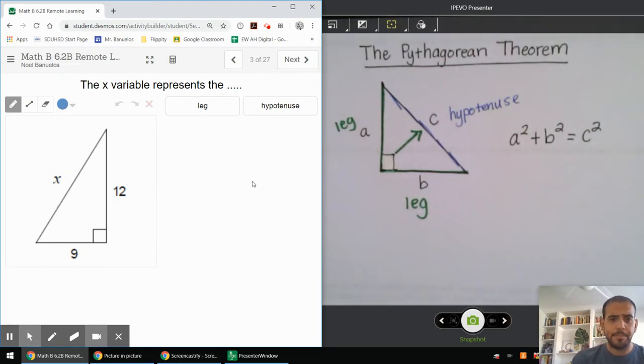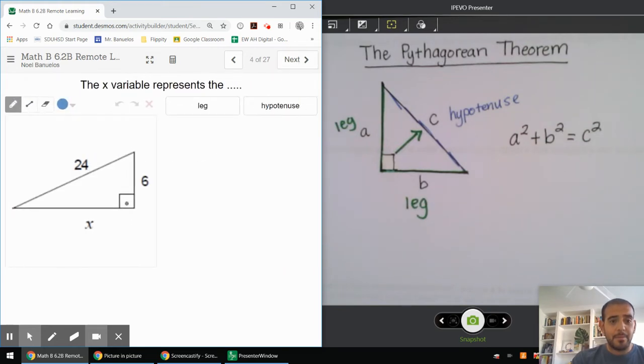Okay, so here we go. Notice here's the right angle. So that means what's adjacent are your legs here. So 9 and 12 are considered your legs. That means x, which is right across from your right angle, is considered your hypotenuse. Okay, so moving on.